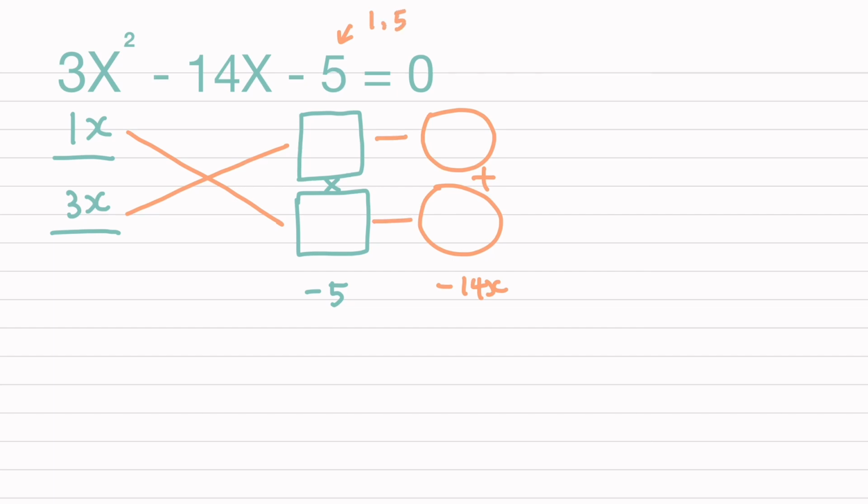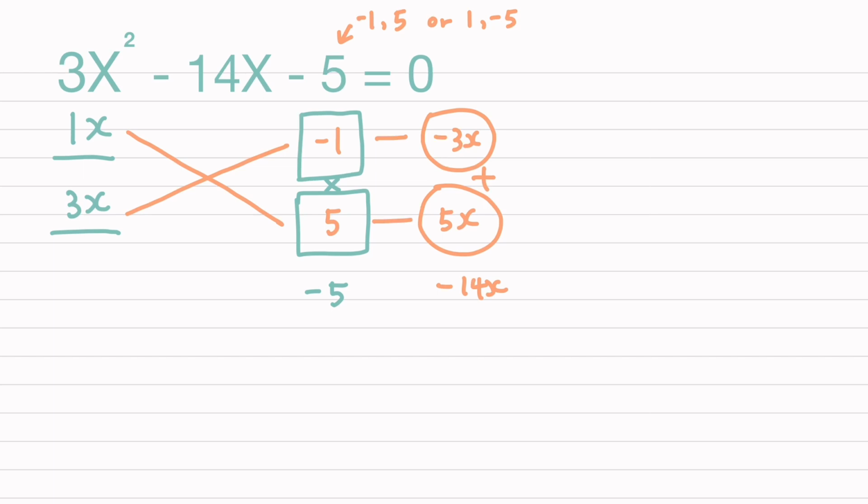So let's get started. Now, what are the factors for -5? It's either 1 and 5, but -1 and +5, or +1 and -5, right? So these are the only pairs that could give -5 back to me. So let's try -1 and 5 first. If I multiply 3x with -1, I get -3x here. If I multiply +1x with +5, I get 5x back. If I add these together, it definitely does not give me -14x back.